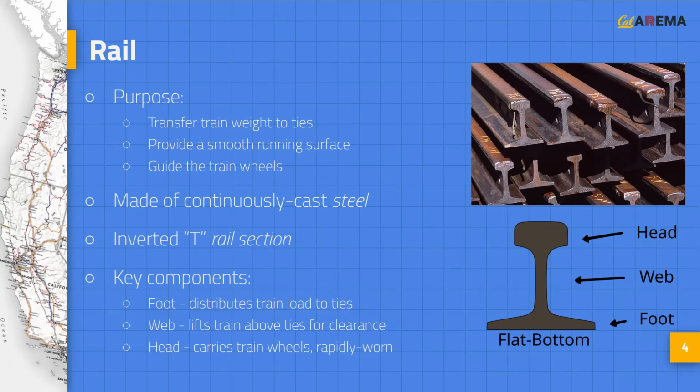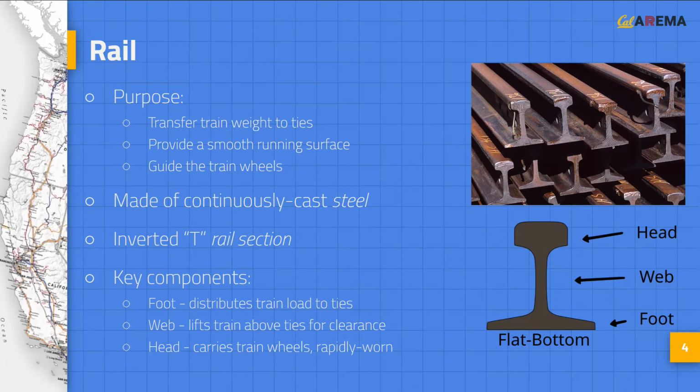Over the years, the shape of the rail cross-section has changed. The current shape is the inverted T cross-section, which was first produced in 1831 and has been the North American standard ever since. However, the exact shape of the rail cross-section can still vary and is known as the rail section. The key components of the rail section are the foot, web, and head.